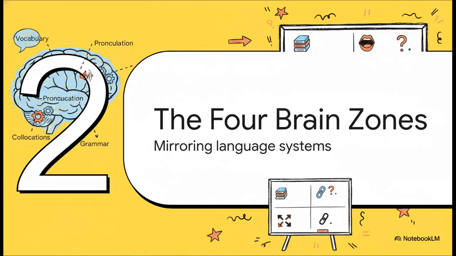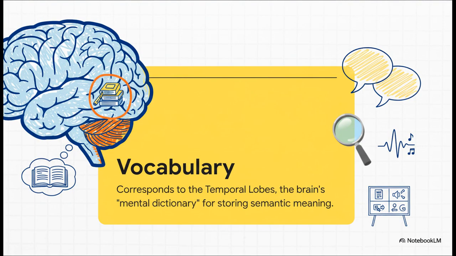All right, so how does this actually work in the classroom? Well, the whole system is built around these 4 distinct zones on your board. And here's the cool part. Each one is designed to mirror a specific language system that's already hardwired into the brain. Let's break them down. First up, we've got vocabulary.